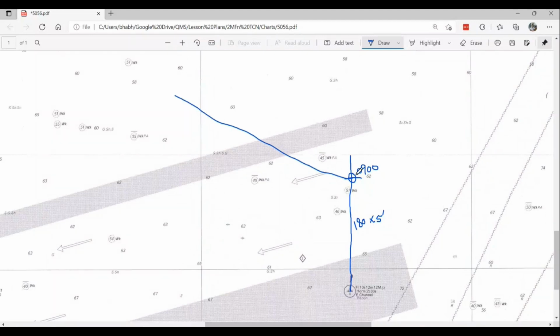And in half an hour, that means by 9:30, at a speed of 12 knots, we will be able to cover a distance of 6 nautical miles. So let's cut off 6 nautical miles here. You can call the initial position as A, and we can call this point as B. This is 300 and a distance of 6 miles. Right, beta? Clear?